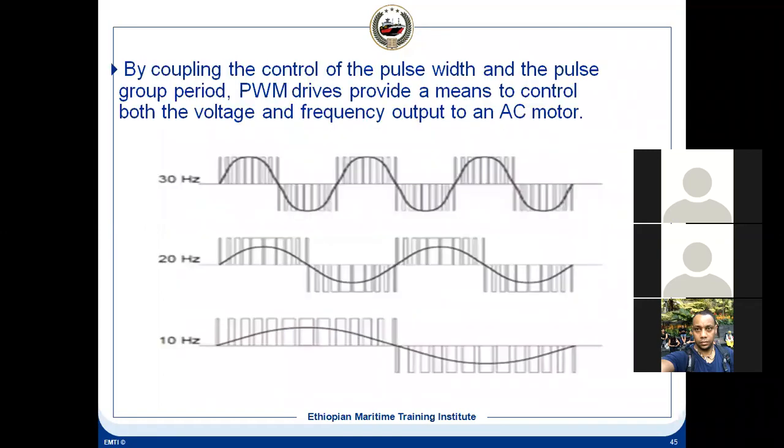So here you can see in this, here you got 30 hertz, here you got 20 hertz, here you got 10 hertz. What is the difference? What can you make out from this? You see, the switching frequency is very fast here. Fast, you can see.